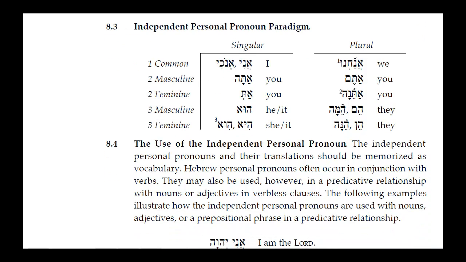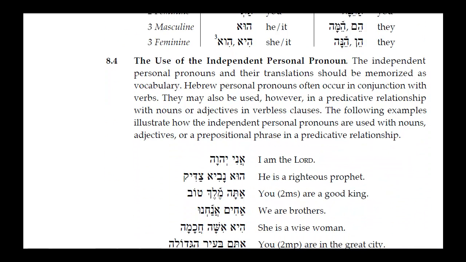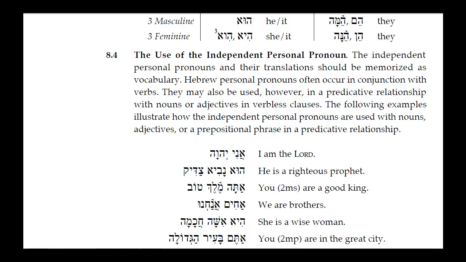Now what we want to go into is the use of the independent personal pronouns here, okay? The independent personal pronouns and their translations should be memorized as vocabulary. The Hebrew personal pronouns often occur in conjunction with verbs. They also may be used in a predicative relationship with nouns or adjectives in a verbless clause.